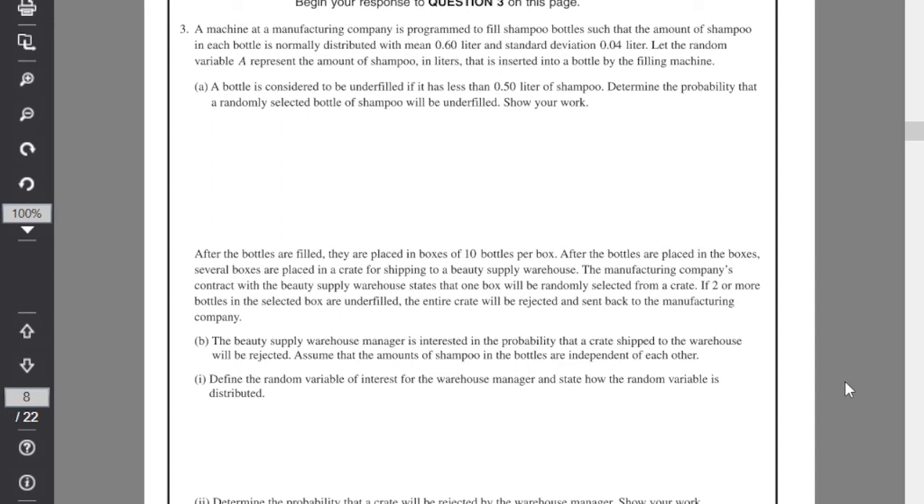We want the probability that the crate will be rejected. We have 10 bottles in the crate, and we're looking at how many of them are underfilled. Therefore, what kind of distribution? Binomial is right. That is a binomial distribution.